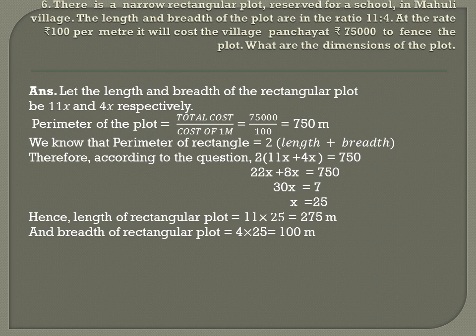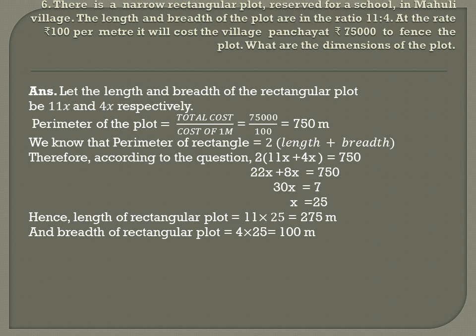What is the first clue? The length and breadth are in the ratio 11:4. From that, we can assume length to be 11x and breadth to be 4x. Okay, length of the plot be 11x and breadth of the plot be 4x. Then what else is given? At the rate of rupees 100 per meter, it will cost the village panchayat rupees 75,000 to fence the plot. The total cost of fencing the plot at the rate of rupees 100 per meter is equal to 75,000.